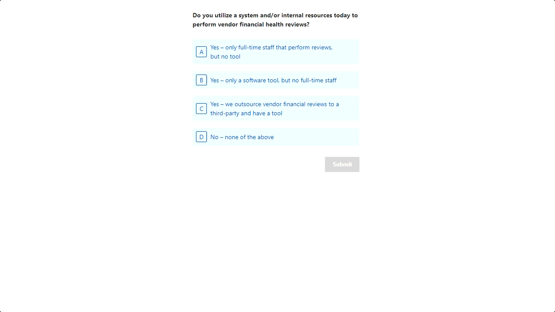Raman, we have some time now to answer one of the questions that has come in from the audience. And this question is, how often should we perform financial assessments and monitoring on vendors?